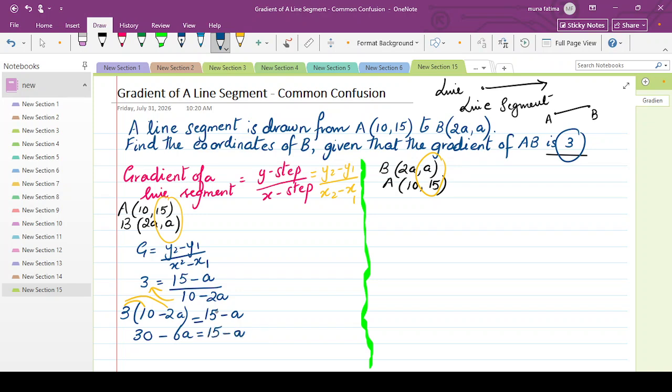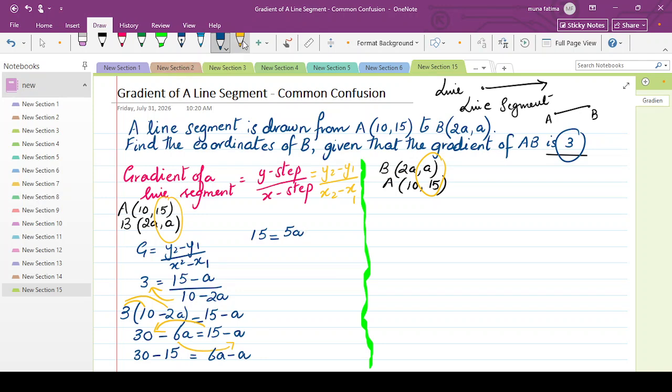Now I don't like negative signs for the variables, so let us switch the 6a to the other side so it becomes positive. At the same time, we're going to switch the 15 to this side, so we have constants on one side and the variables on the other. Nice and neat. We have now 30. 15 was positive on that side, so it becomes negative over here. 6a was negative over here, it's going to become positive on the other side. 30 minus 15 gives you 15, and 6a minus a gives you 5a.